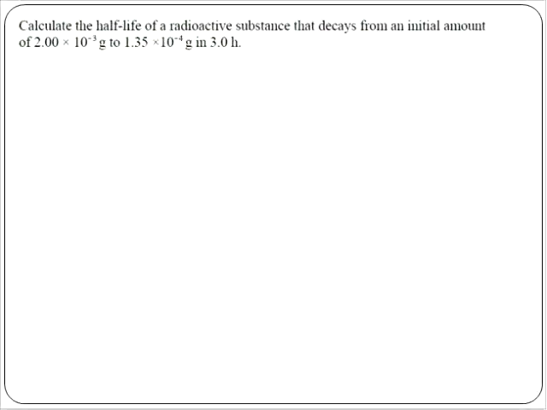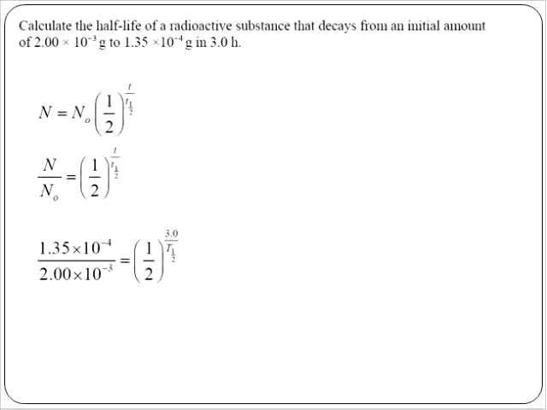Let's try another one. This time, instead of being asked to find the time, we're being asked to find the half-life. But it's exactly the same type of calculation. Half-life formula. Only they used N instead of A. I'm not sure why. A is what's on the formula sheet. Okay, so you divide by N0, then they plug the numbers in. There they are. That's the numbers you were given, 1.35 and 2.00 times 10 to the negative 3, 10 to the negative 4. Divide those, and you get that.